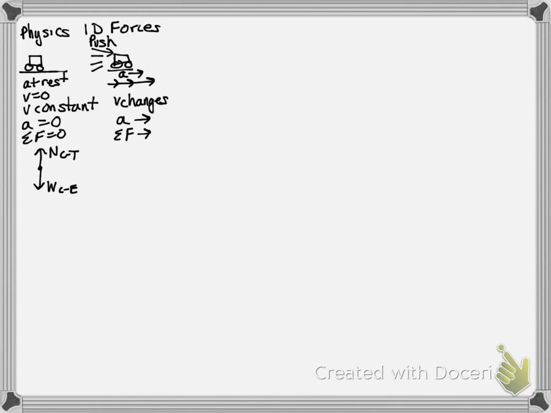Acceleration vector points to the right. That requires that the sum of the forces is to the right. Free body diagram in this case, we still have weight, we still have normal force, but now there is an additional force to the right because of contact between the cart and the hand. Once there is no more contact between the cart and the hand, this force goes away.